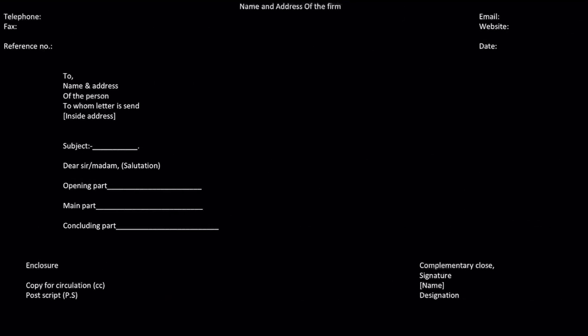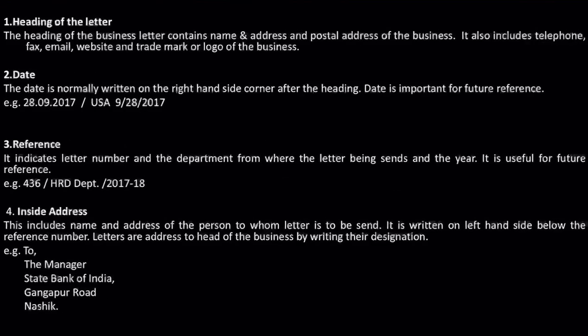On the right hand side, the last part is the complimentary clause. In the complimentary clause, you have to make your signature, write your name, and mention your designation. So in this way you can complete writing any letter. Whenever you are writing any type of business letter, you have to follow this particular layout. Now one by one I will read out all the details or various parts of the letter.